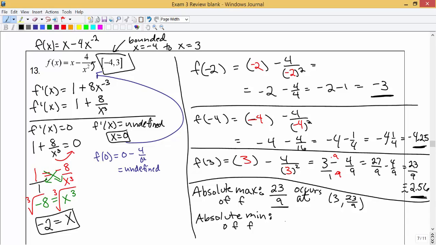And the absolute minimum value of f, so let's look at the other two values, which are negative. We're going to look for the most negative value. So that would be negative 4 and 1/4. And it occurs at the point negative 4, negative 4 and 1/4. So we are able to find an absolute max and an absolute minimum value for this particular given interval.